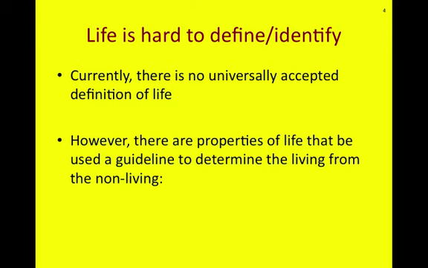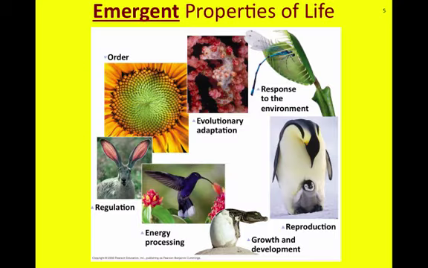However, scientists recognize that there are properties of living things that can be determined to give us a guideline to determine the living from the non-living. These are considered the classic emergent properties of life. And when I say emergent, I mean that there's more than one part, that these properties arise from the interactions of more than one part. Even these emergent properties are found in single-celled organisms, such as bacteria. Let's quickly talk about these emergent properties of life.